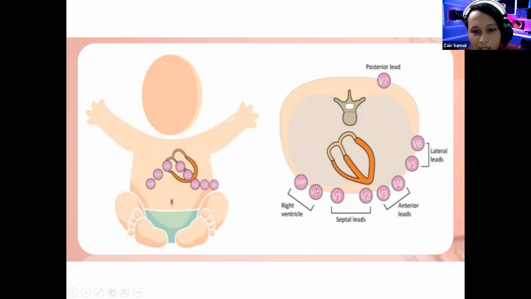So what the leads represent is, V4R and V3R represent the right ventricle, V1 and V2 represent the septal leads, the septum of the heart. V3 and V4 represent the anterior part of the heart. And then V5 and V6 represent the lateral part of the heart. And sometimes we also put posterior leads, which is V7.